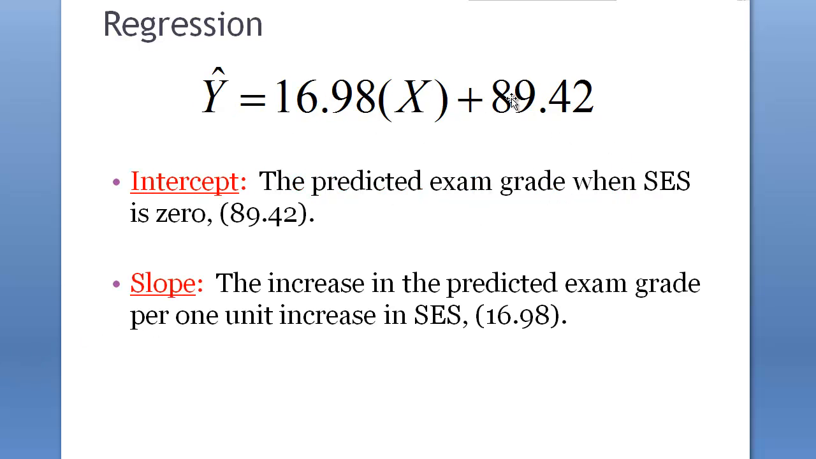To review what the intercept is: the intercept is the predicted exam grade when socioeconomic status is 0. In other words, it's the average. And the slope is the increase in the predicted exam grade. It's how much this will increase when this value increases by 1 unit. So when x increases by 1, y increases by 16.98. That's what it means.